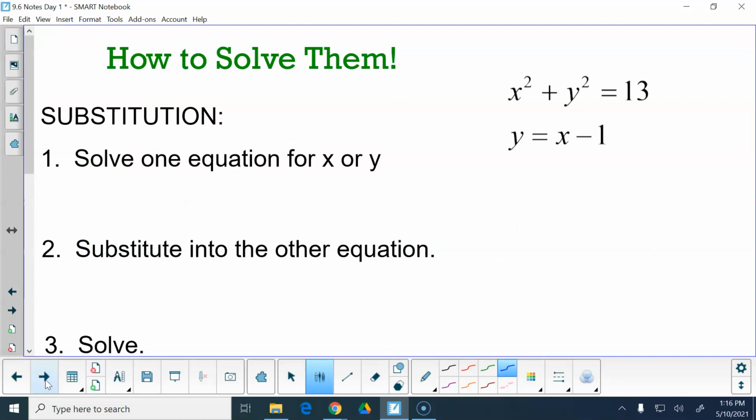Here is our system of equations. x squared plus y squared equals 13, and y equals x minus 1. What two shapes am I dealing with here in this quadratic system of equations? Circle. First one's a circle, centered at the origin, with a radius of the square root of 13. Okay.